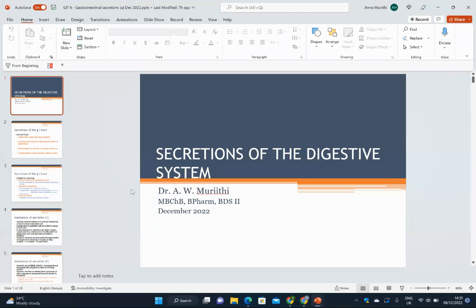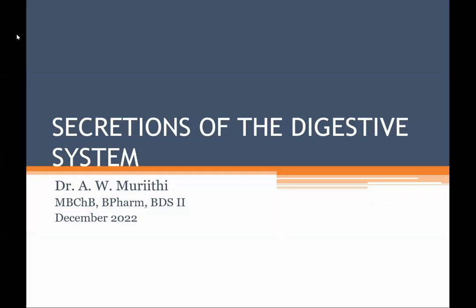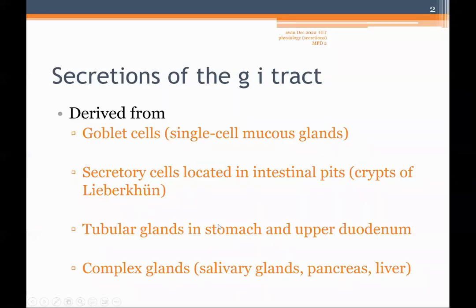Let's go through this and look at secretions, and then if you have any questions, any comments, we can discuss them afterwards. Okay, so secretions of the digestive system. Now secretions in the gut are directed from four sources.